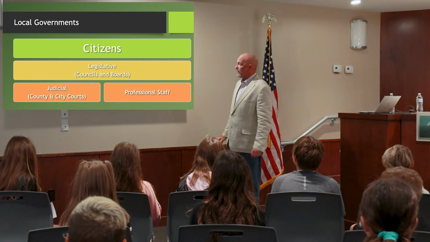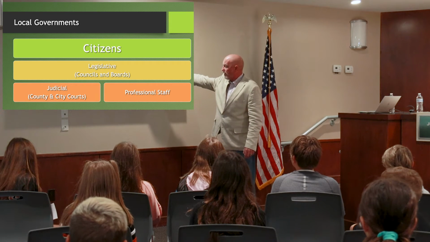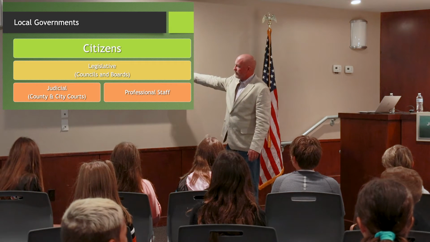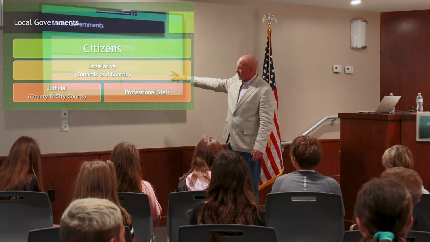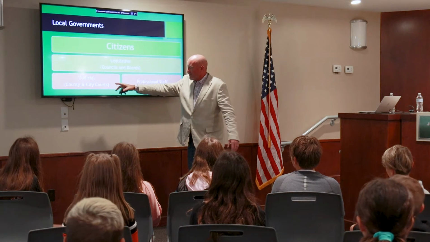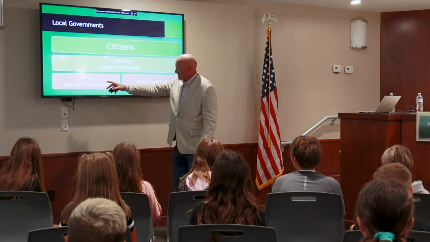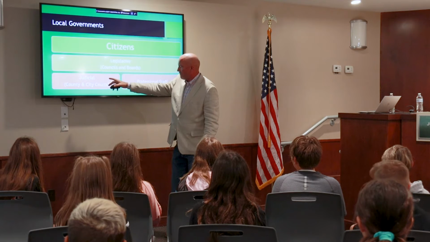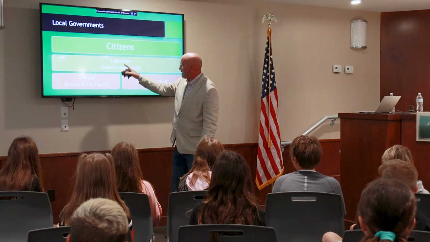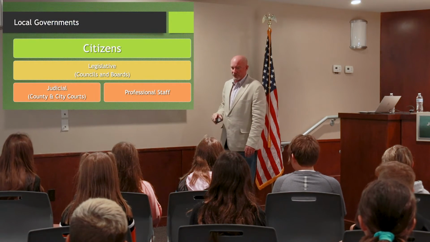So in local governments, again, the citizens vote for the legislative bodies, which are councils and boards, and the judicial branch, which is city and county courts. In some places, the county and some city courts are elected, the judges are elected by the people, but mostly they're appointed by the legislative body. And then the legislative body appoints professional staff.